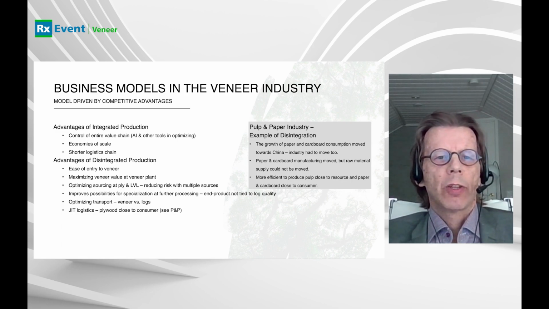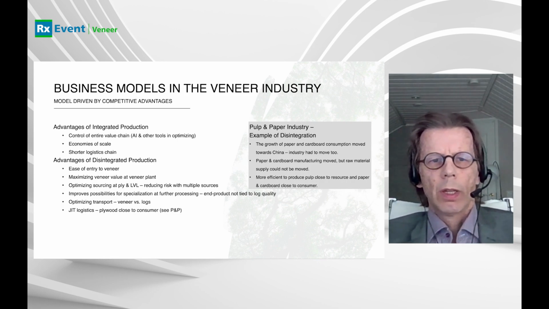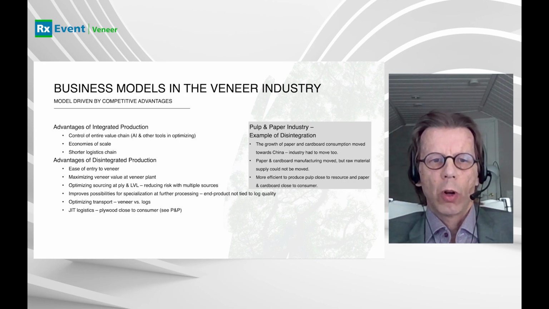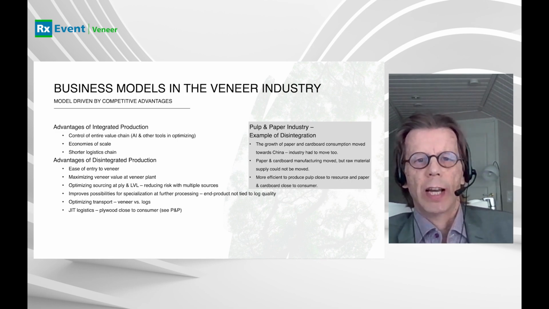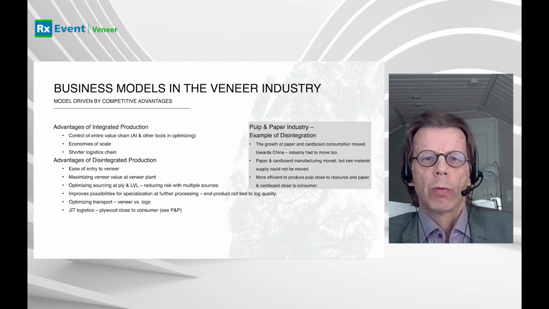And getting back to the advantages, some of the advantages of an integrated veneer and further manufacturing include the following. First, when you have everything integrated, you have better control of the entire value chain. And that makes it easier to use some of these modern data tools such as artificial intelligence and others when you know the entire process from the very beginning to the very end, from logs to the final product.